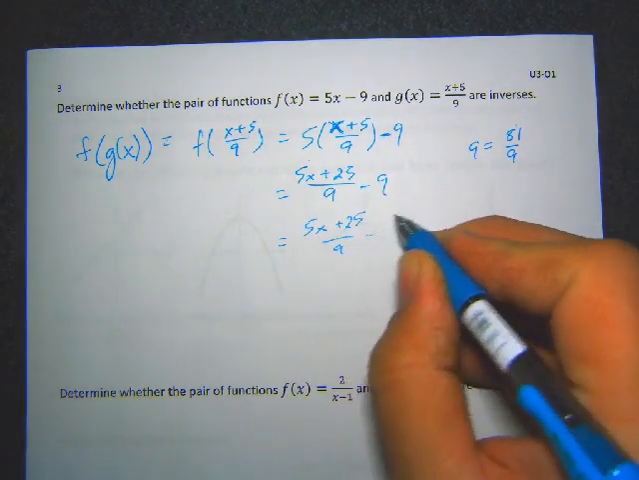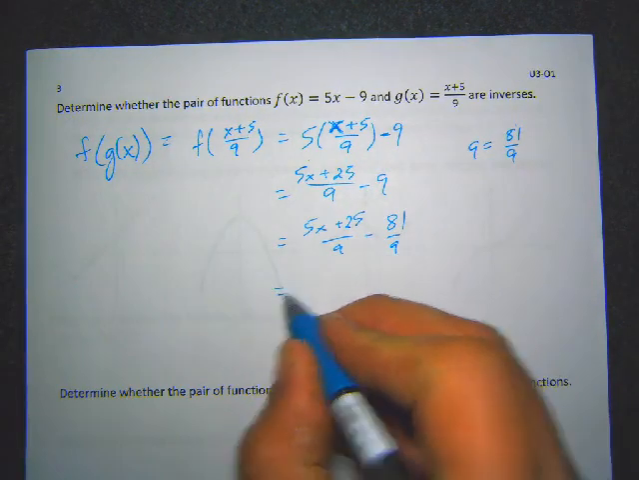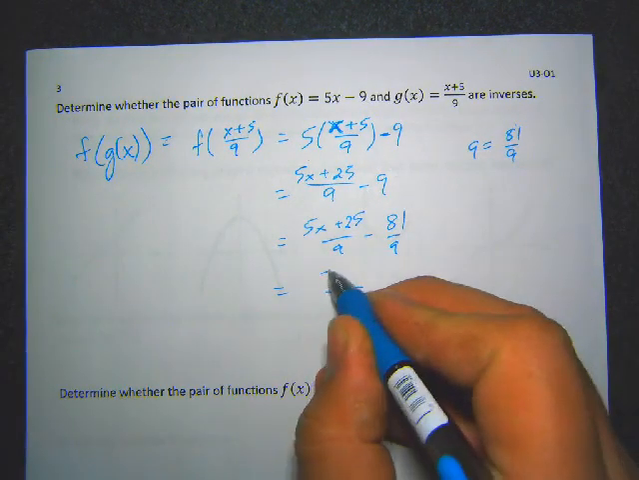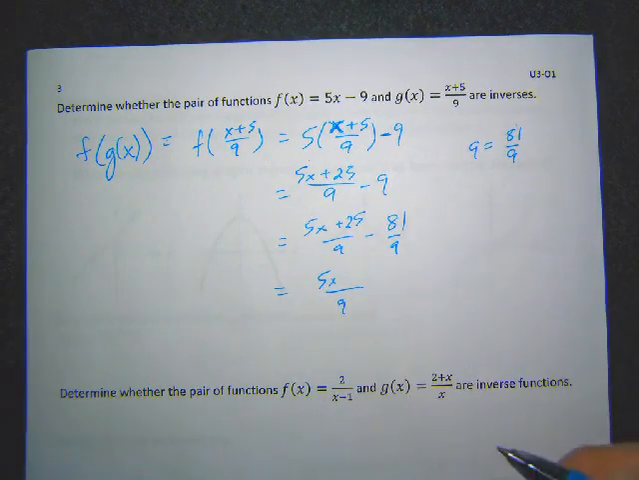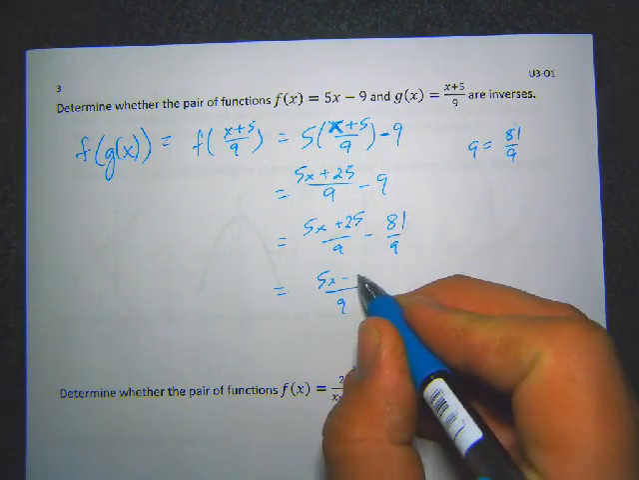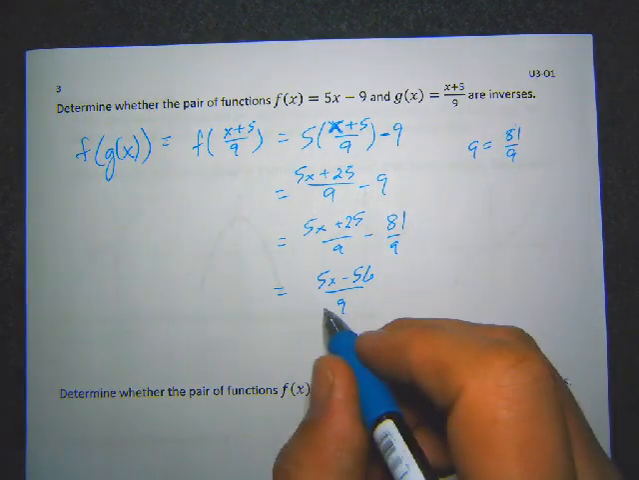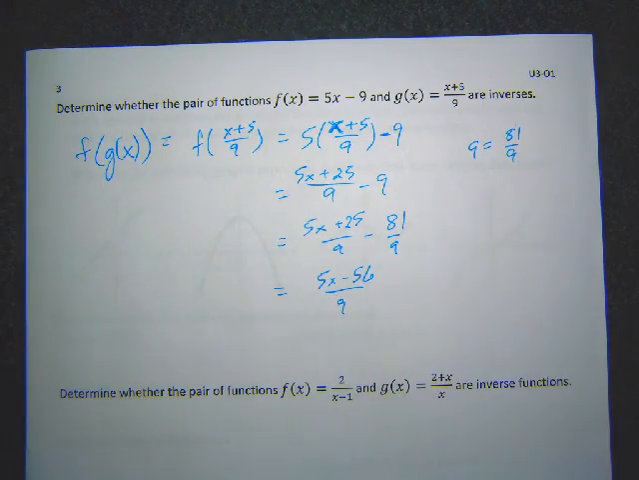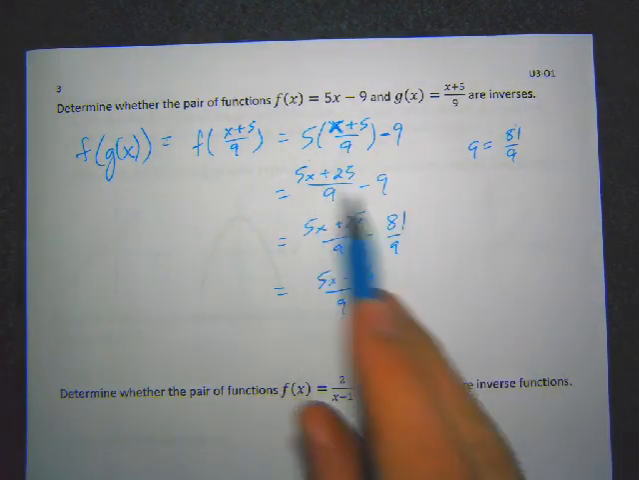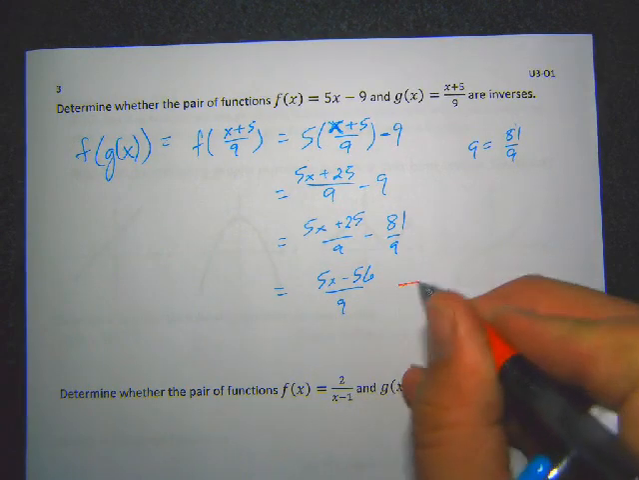So if I take this minus 81 over 9, now I can combine them because I have matching denominators. So I got 9 on the bottom, I got 5x. 25 minus 81, what is that? Negative 61 plus 5 is negative 56. That's what you get. And we keep working, but eventually at some point we should give up because you'll notice that no matter what we're doing, it's not really getting us closer to x. And this is not working out.